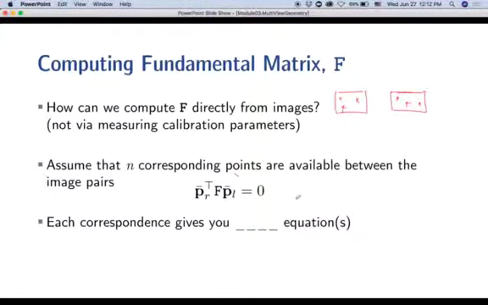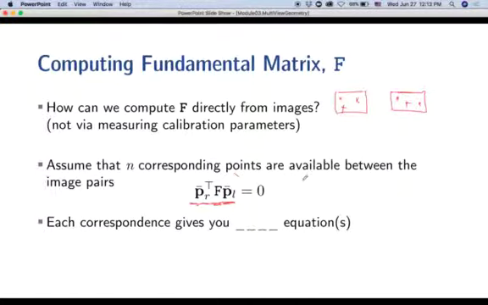Every correspondence will give me how many equations? Expand this out. What's the size of this? 3 by 1. What's the size of this? 3 by 3. What's the size of this with the transpose? 1 by 3. So the whole thing is a 1 by 1, so there's only one equation here.